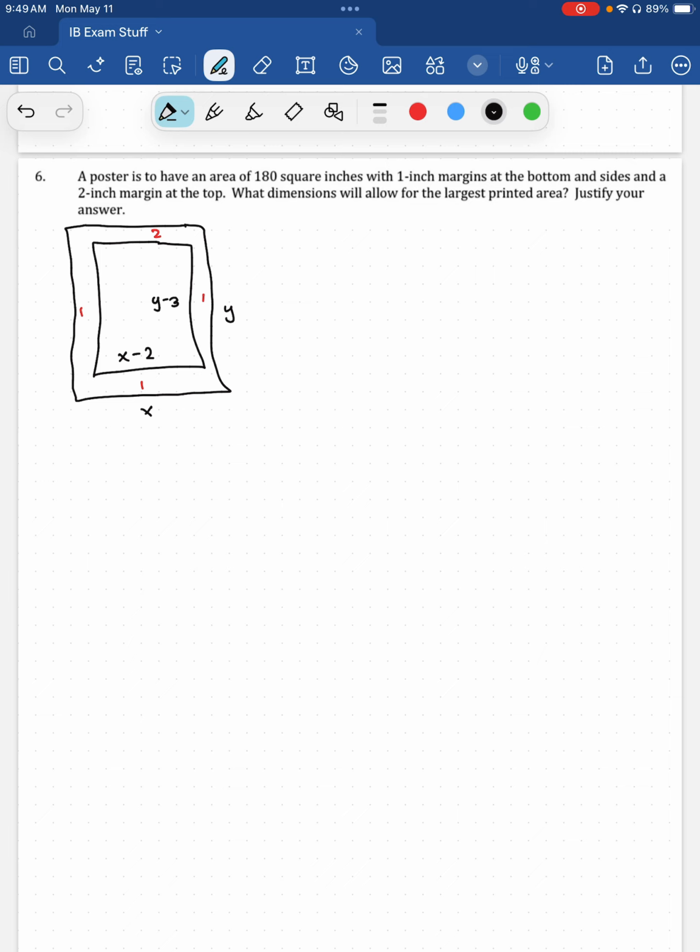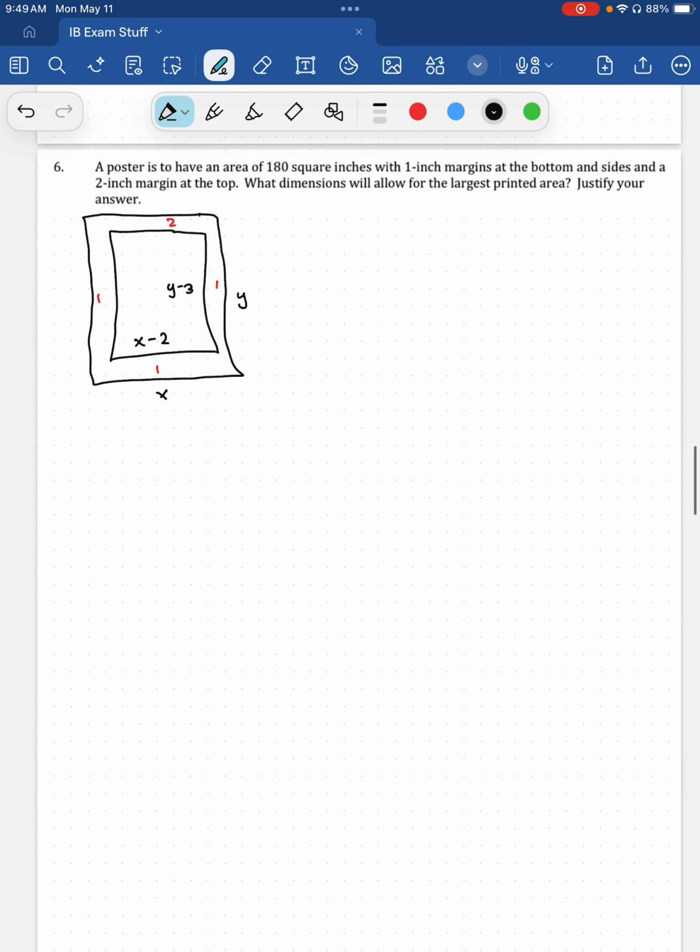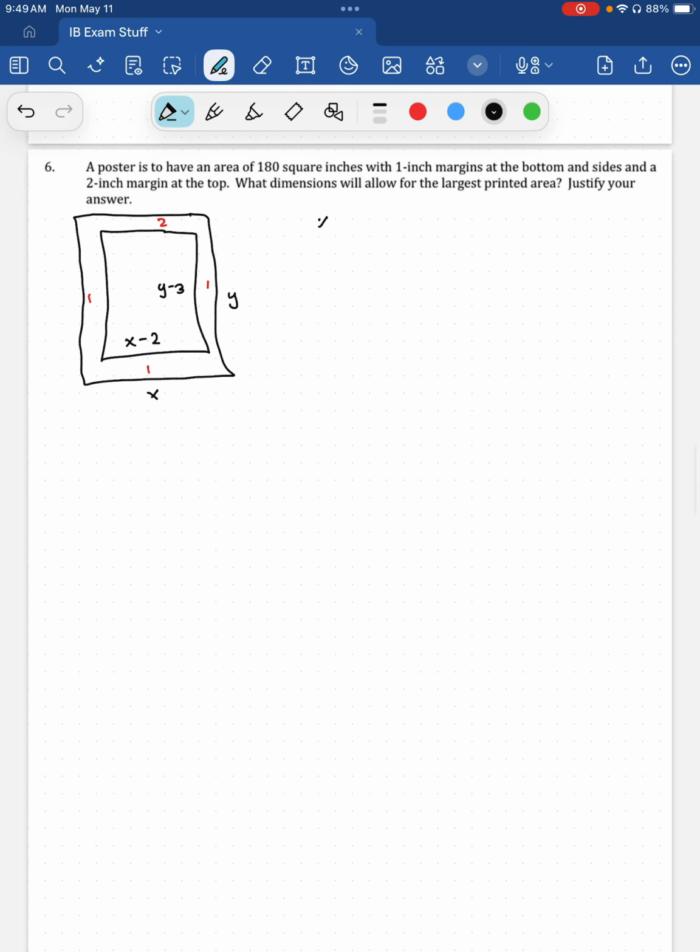We always want to set the X and the Y, the basic versions, to the part of the shape we know, because that's going to make our area easier to work with. So our area is just going to be X times Y equal to 180. By choosing the easier dimensions, this becomes the easier part of the problem. Now, the thing we're trying to maximize, because we want the largest printed area, is going to be X minus 2 times Y minus 3.